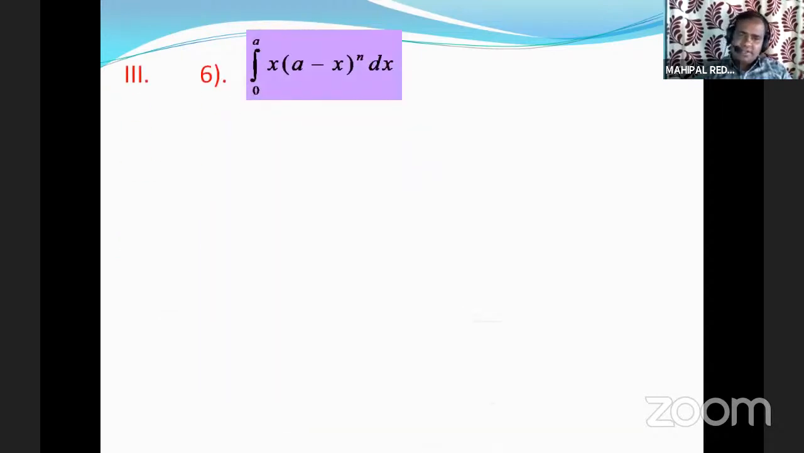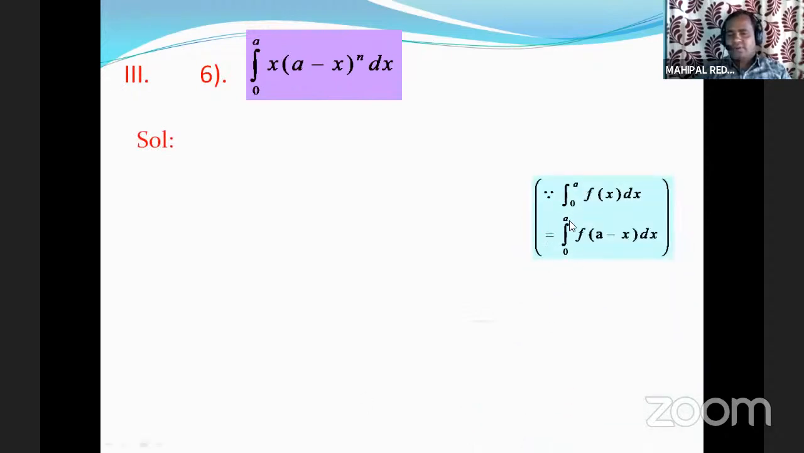Next, go to another problem. Third bit, sixth problem. Integration 0 to a of x into (a minus x) whole power n dx. Integration 0 to a of x into (a minus x) whole power n dx. Solution.